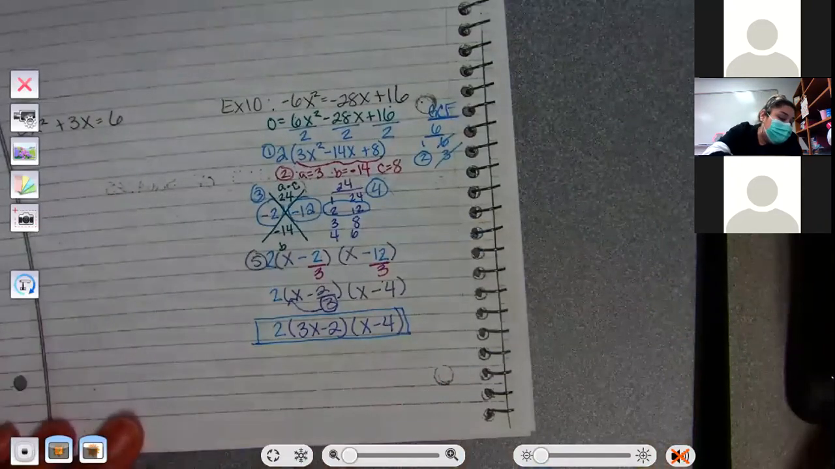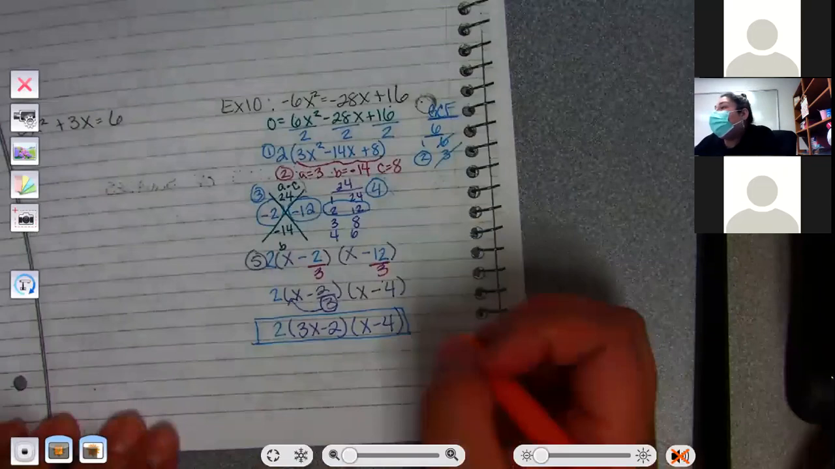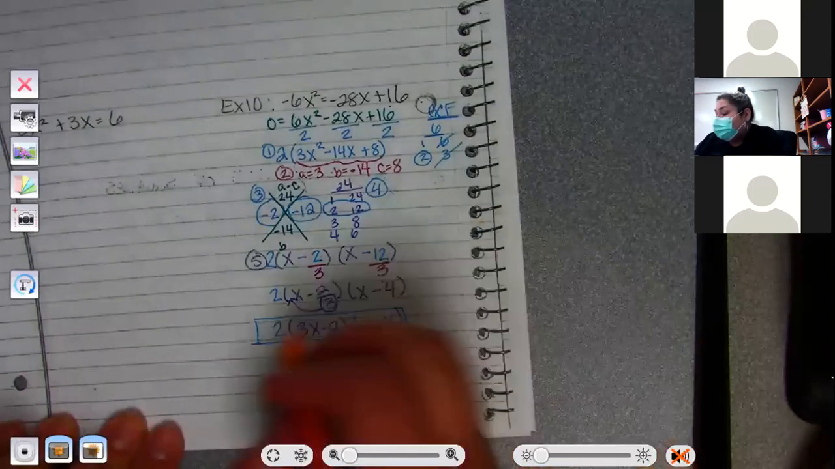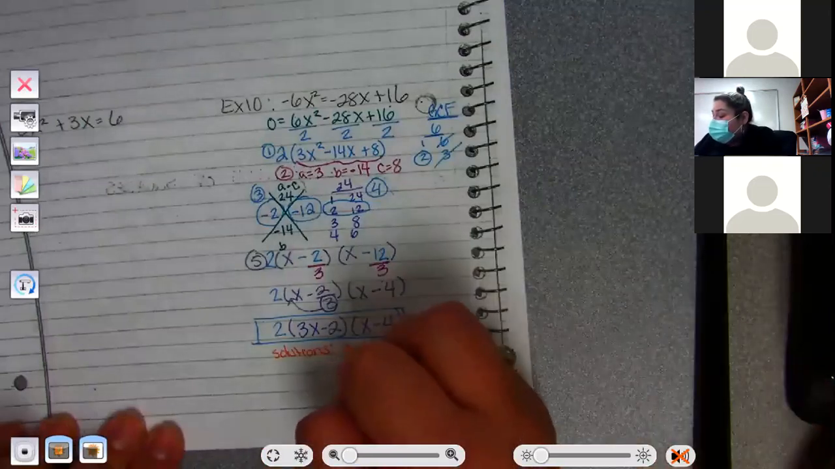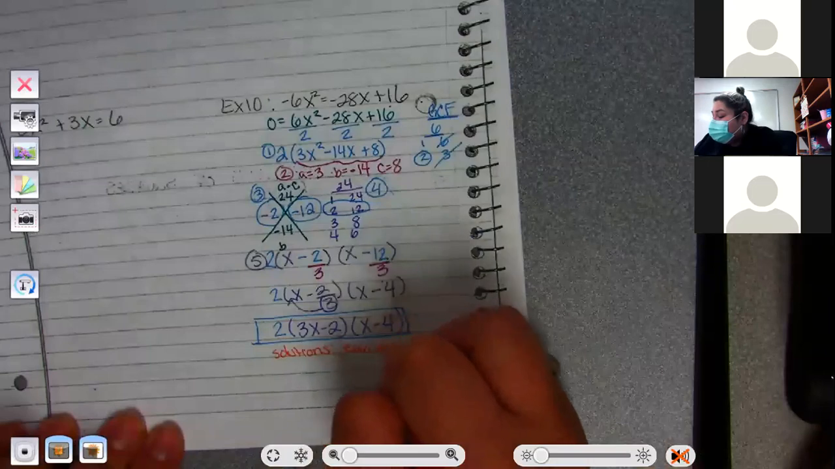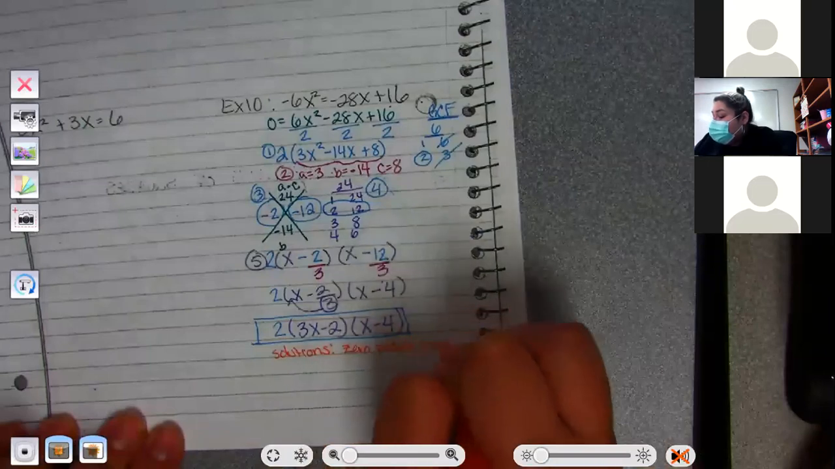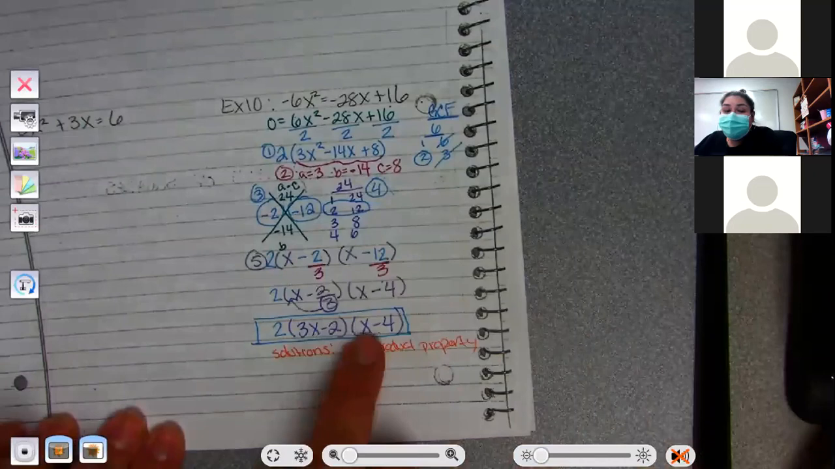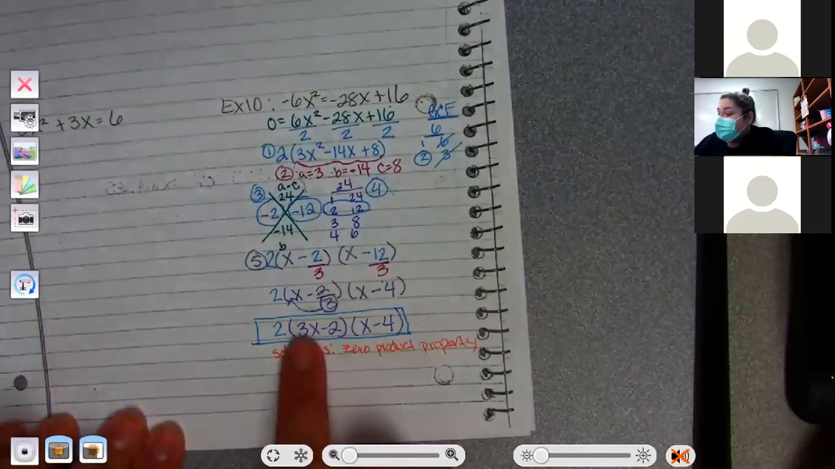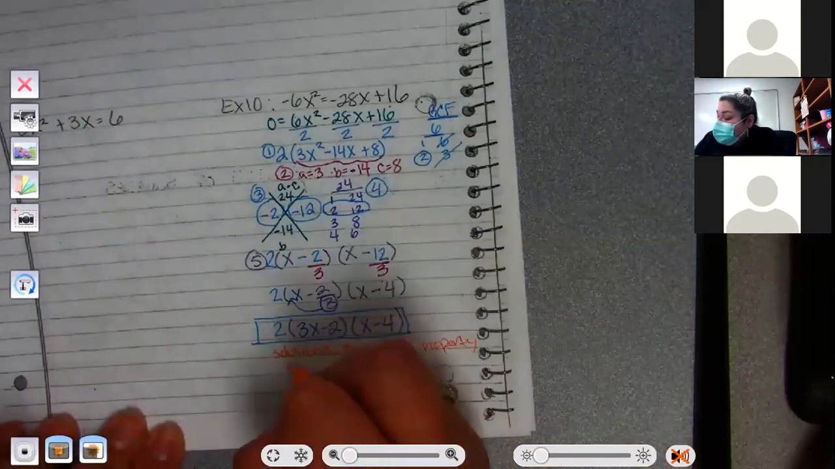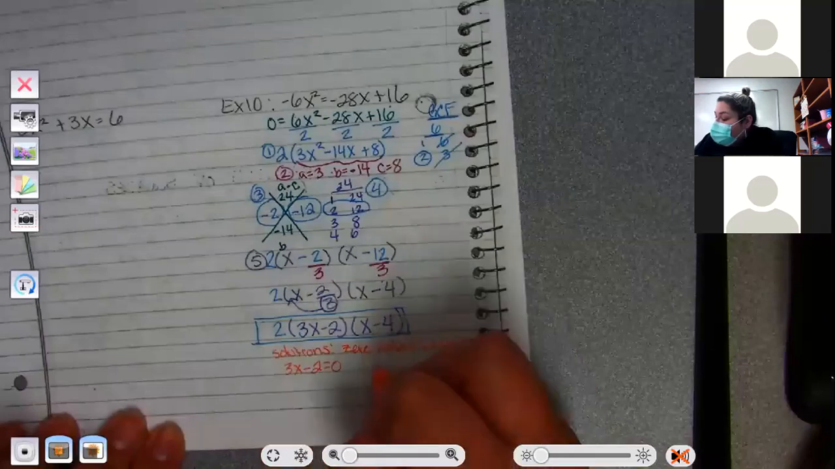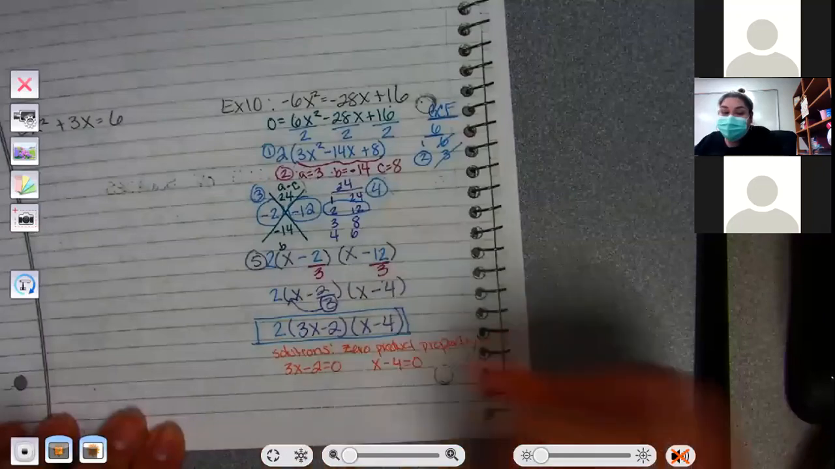Now remember, what is the purpose of doing this? Because we want to find the solutions. So to find the solutions, right, the x-intercepts, the roots, the zeros, you're going to use zero product property, which means you're going to grab each factor and set it equal to 0. This 2 does not have an x or anything. It's just a number, so I'm not concerned. So 3x minus 2 equals 0, and we're going to have x minus 4 is equal to 0.